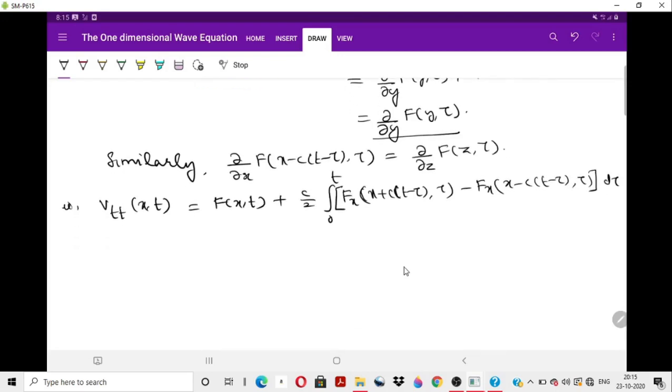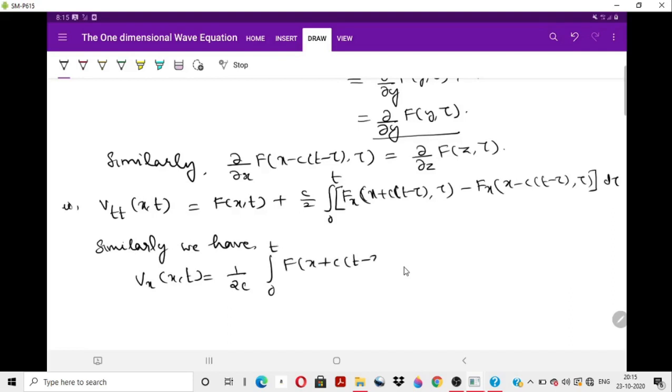So this is Vt, and similarly we have Vx at x, t equal to 1 by 2c integral 0 to t of f of x plus c into t minus tau comma tau minus f of x minus c into t minus tau comma tau, into d tau.